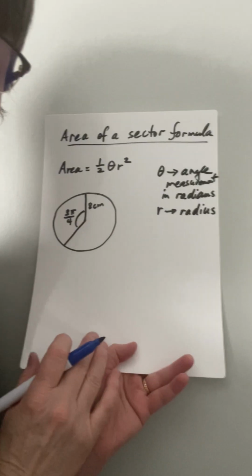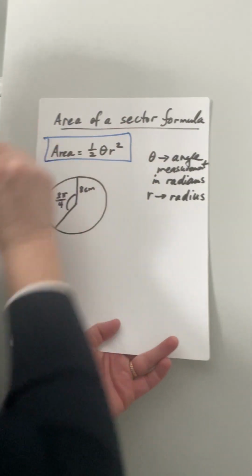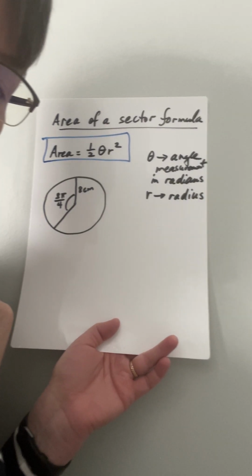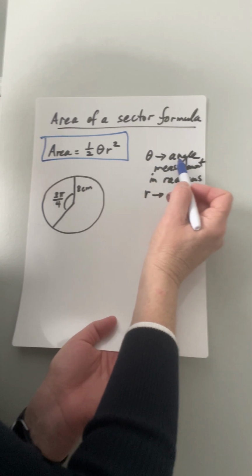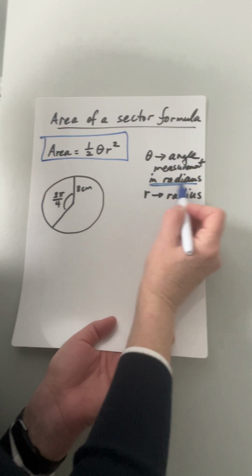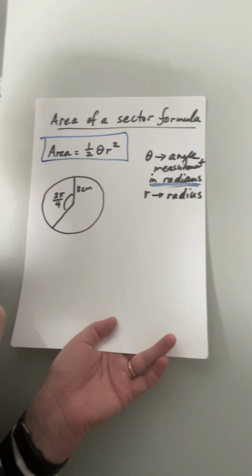All right. Secondly, the area of a sector formula. So again, here's our formula. These two formulas are in our formula booklet, by the way. So theta, again, is an angle measurement. It must be in radians in order for this formula to work. And r, again, is the radius.